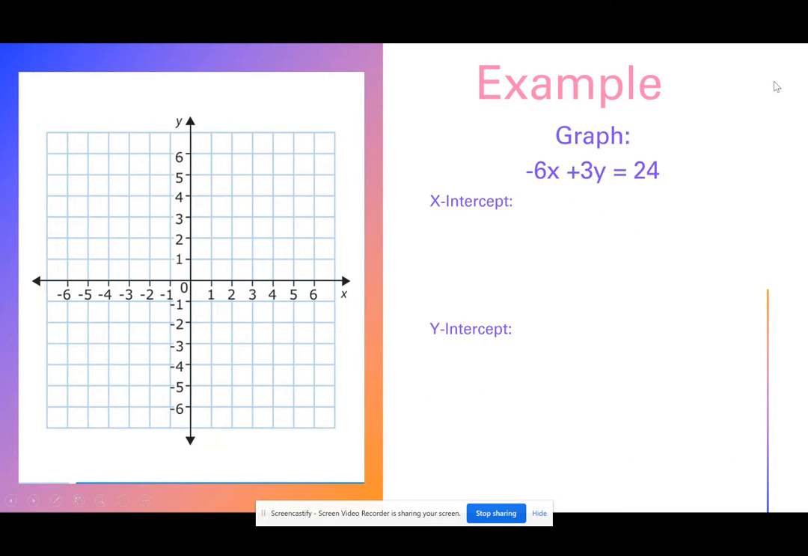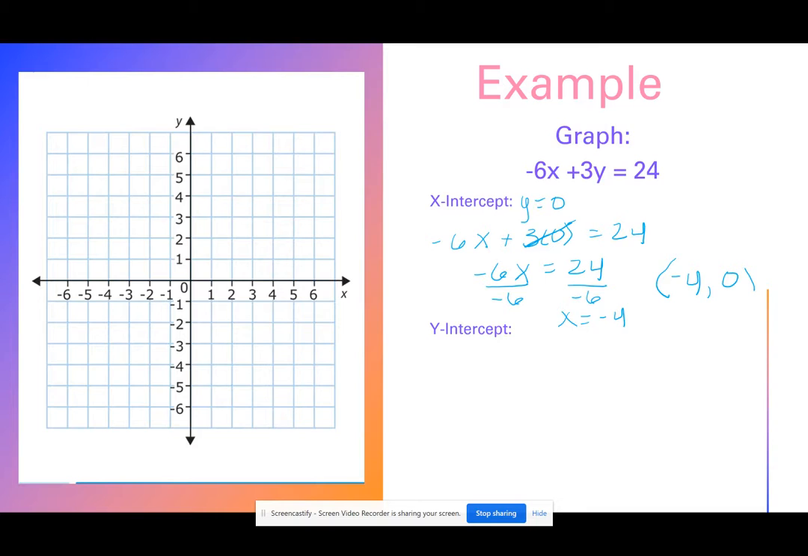So let's look at another example. So for the x-intercept, again, y equals 0. So we have -6x plus 3 times 0 equals 24. So we have -6x equals 24, divide by -6. So x equals -4. So our coordinate is -4, 0. So we're going to start out at the origin, go over to the left 4, and go up and down 0. So that is your x-intercept.